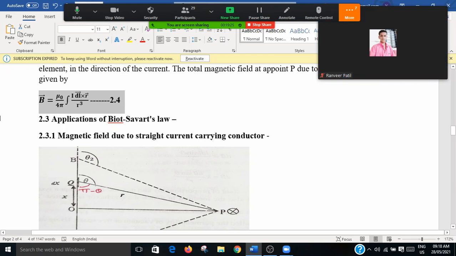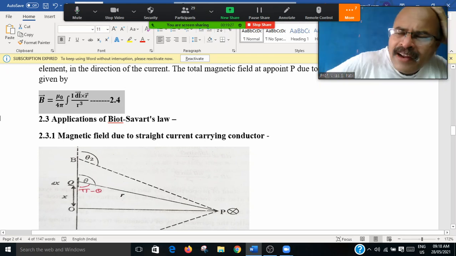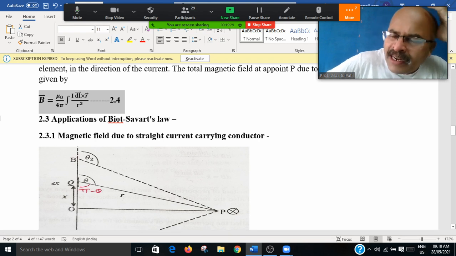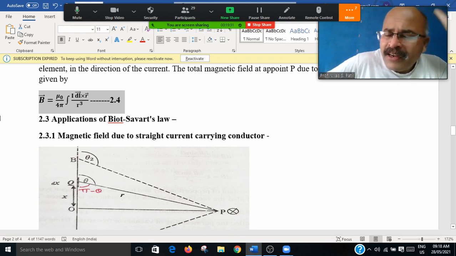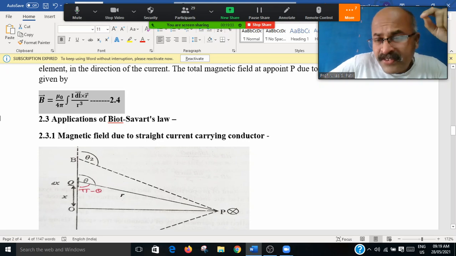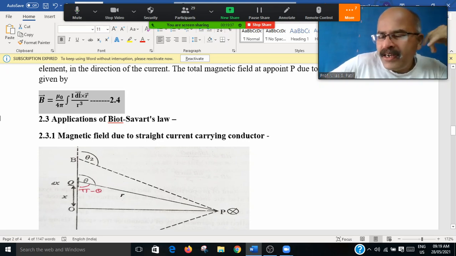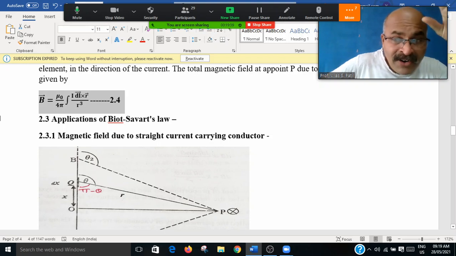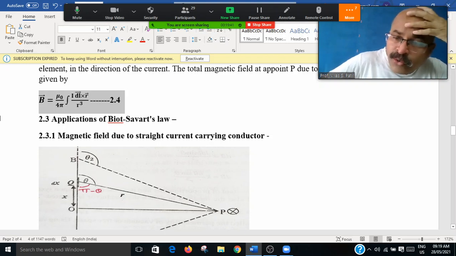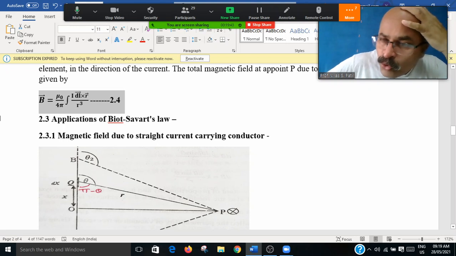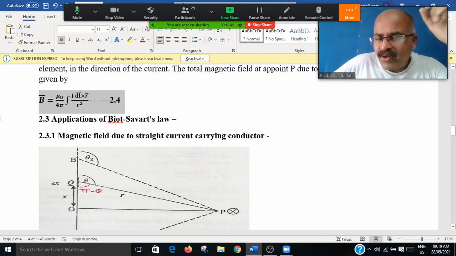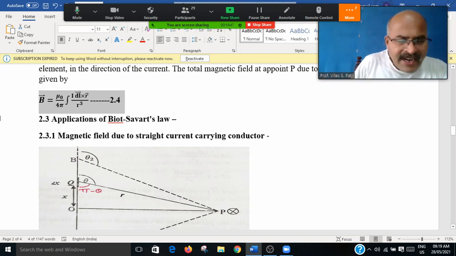Magnetic field is equal to mu 0 divided by 4 pi integration of I dl vector cross r vector divided by r cube. This is the vectorial form of the magnetic induction, and then we are turning toward some applications of the Biot and Savart's law. Here we have to use the Biot and Savart's law to calculate the different magnetic inductions.